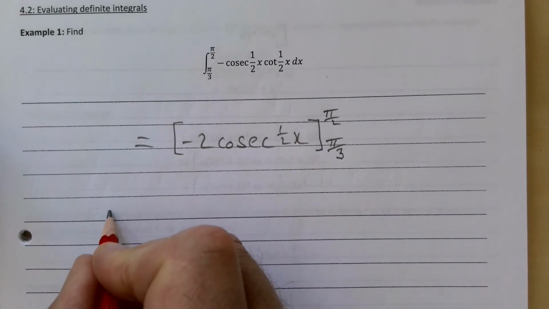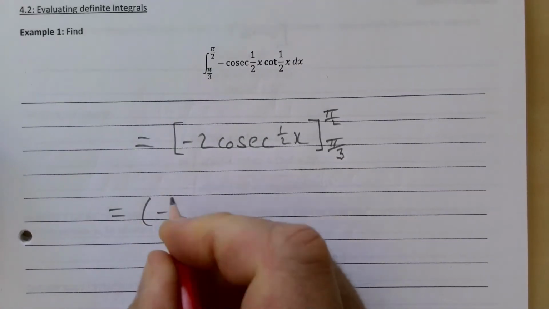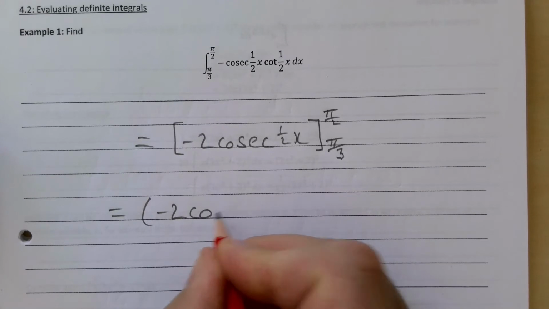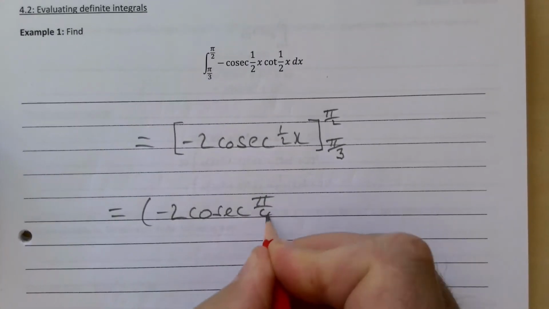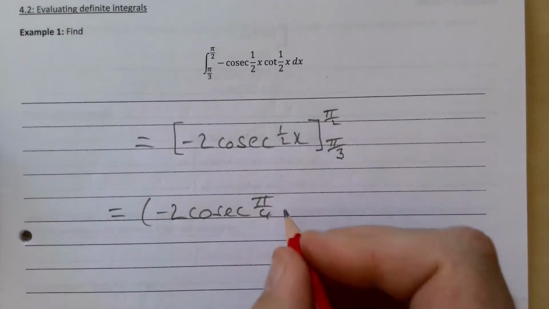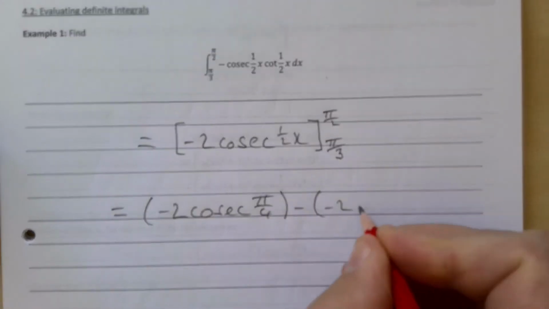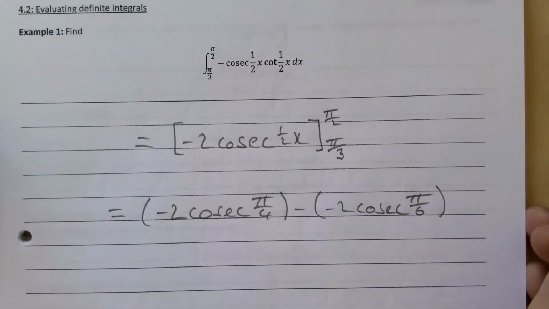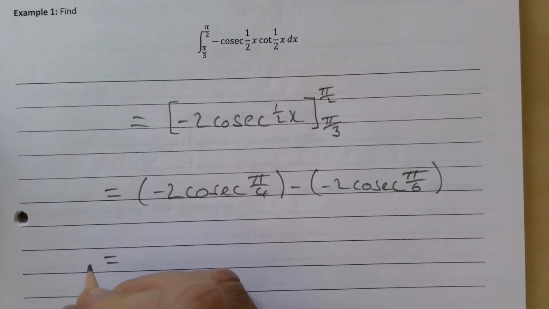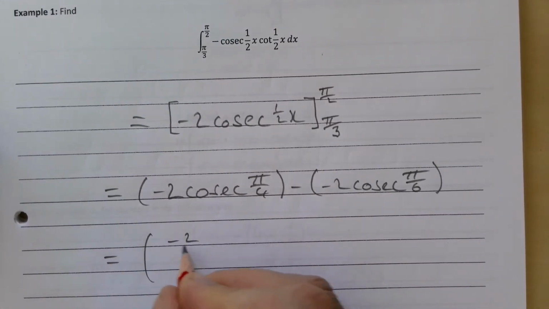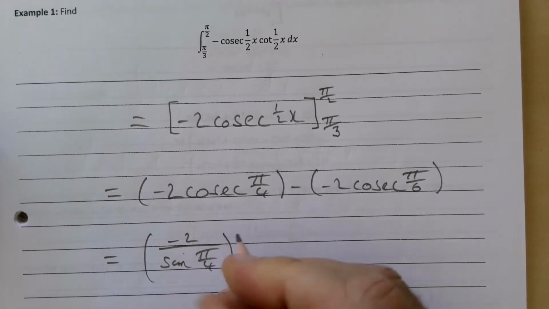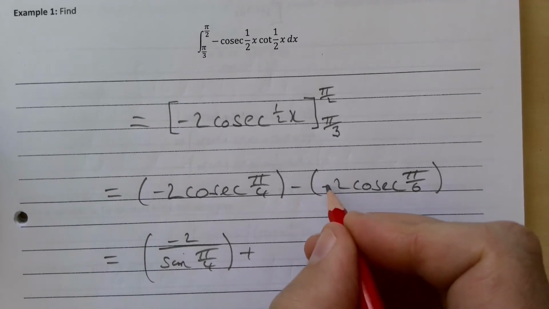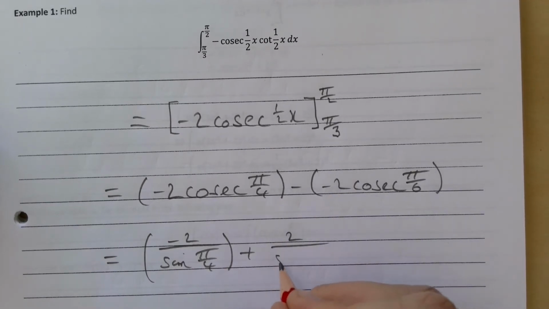Subbing our values in then, it's going to be minus 2 cosec pi over 4, because I put the pi over 2 in here, times it by the half, take away minus 2 cosec pi over 6. Cosec is of course 1 over sine, so it'll be minus 2 over sine pi over 4, and then plus, I'm doing the minus there, 2 over sine pi over 6.